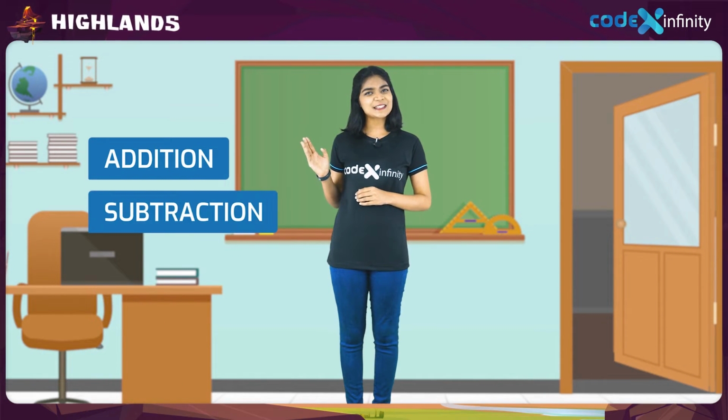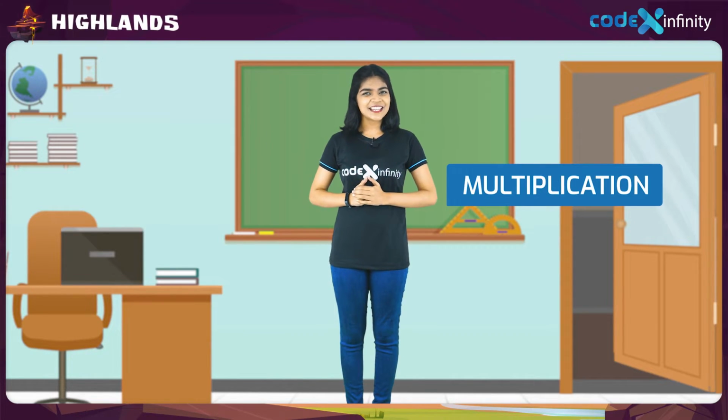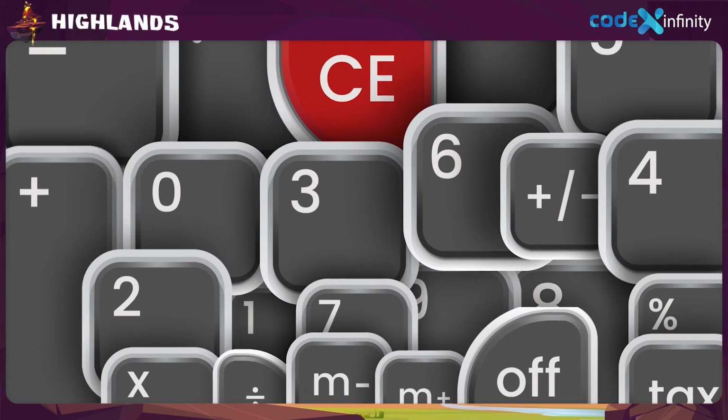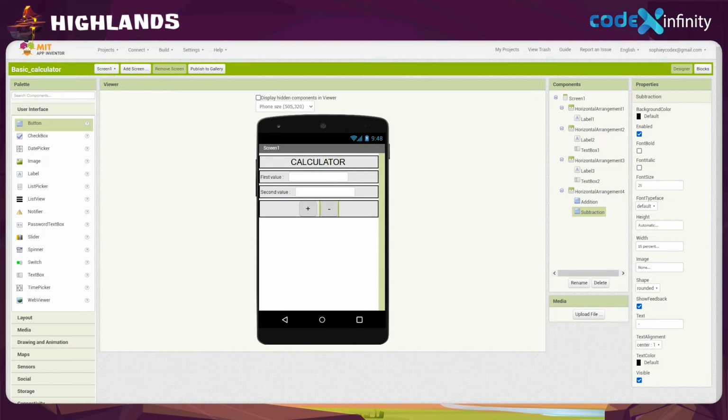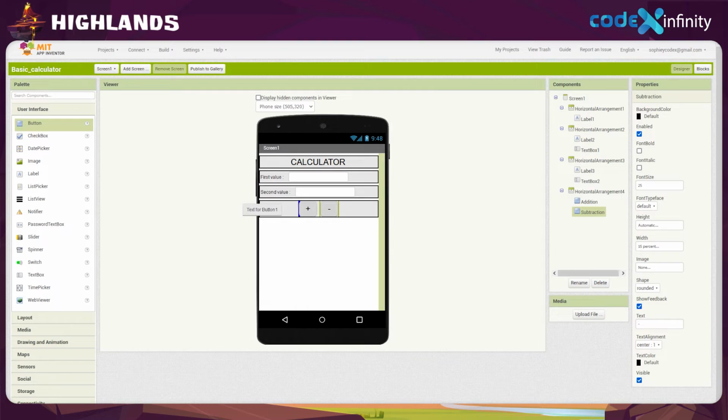We have added the plus symbol and the subtraction symbol. Don't we need to add the next button? And which button will that be? Of course, the symbol for multiplication. Yes, select the button option from the user interface. Then drag the button and place it right near the subtraction sign.